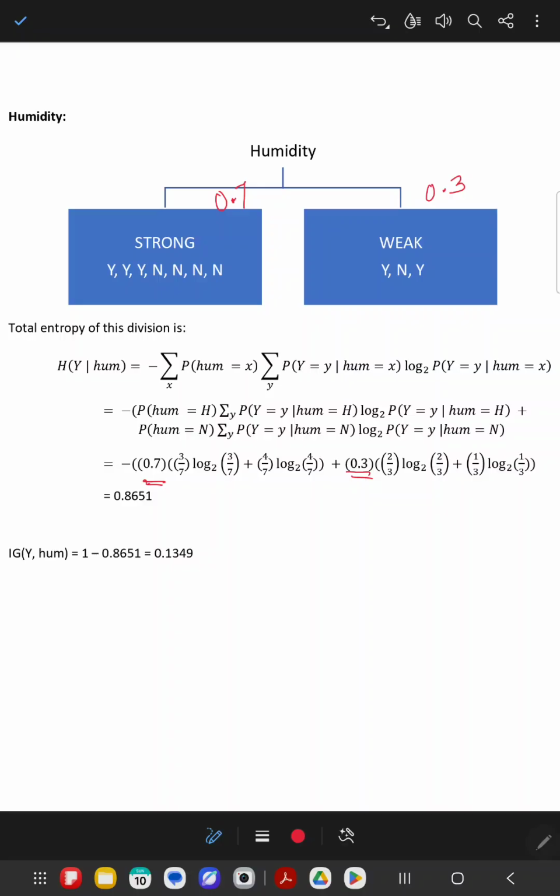And the information gain is 1 minus 0.8651, where 1 is the initial entropy of the data set. When you split based on humidity, the entropy reduces to 0.8651. So the gain in information is 0.1349.